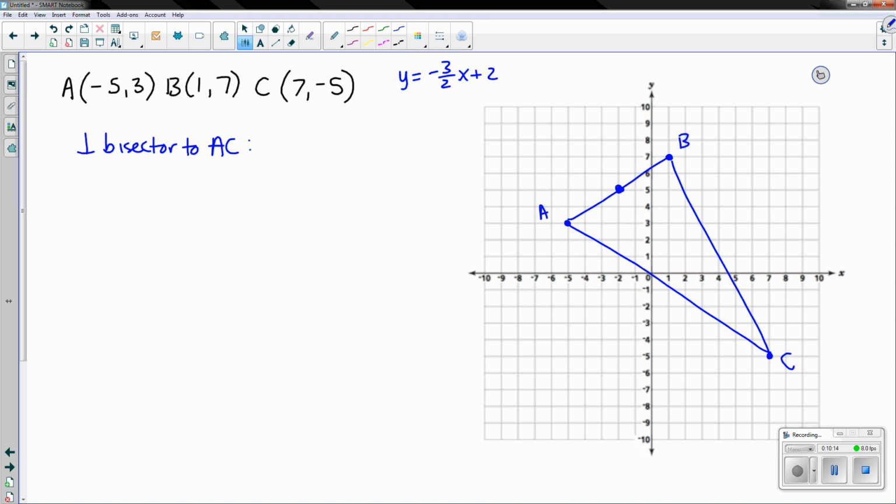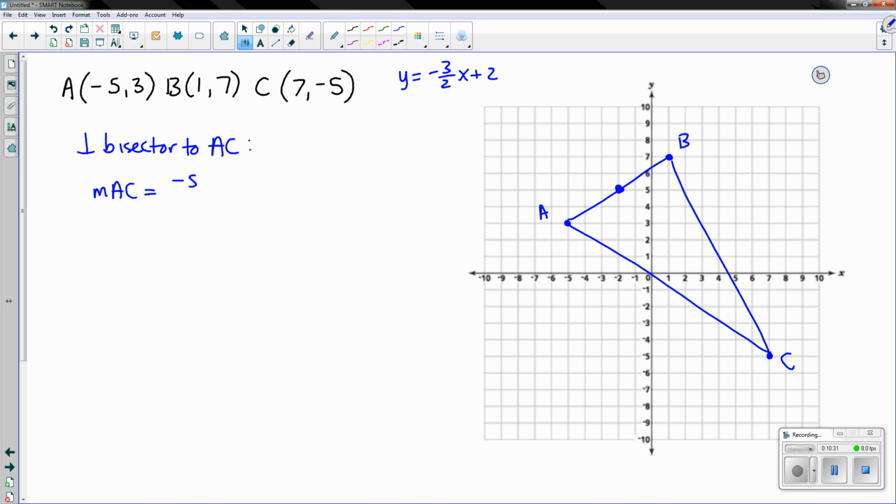So we need a slope. We're going to find the slope of AC. The slope of AC is change in y over change in x, or you could count it off. If you're going to count it off, just make sure the rise is a negative value, right? Because you're going down, if you're going from A to C. So let's do the calculation.